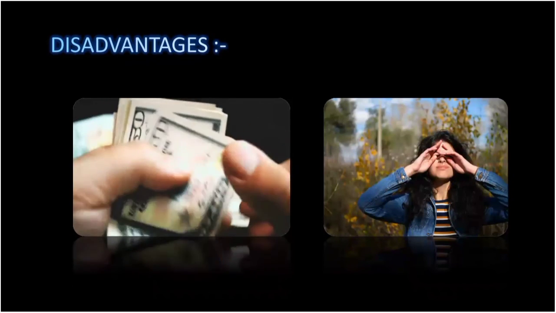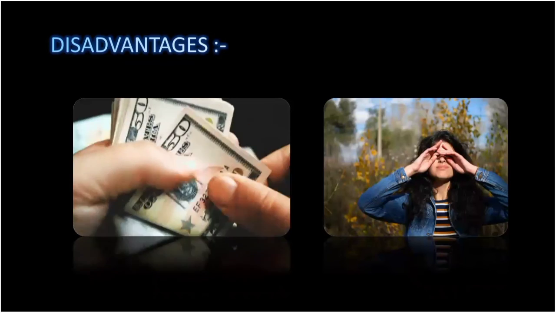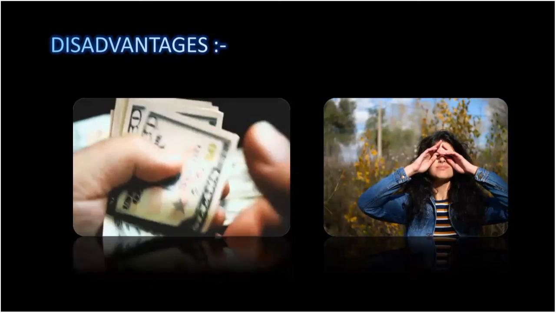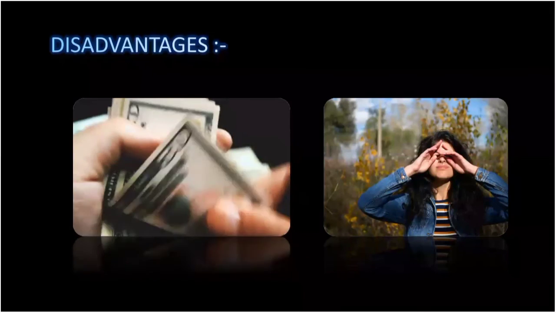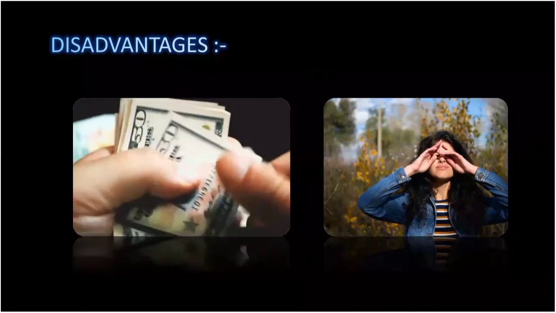These are the disadvantages of solar tree. First, it is expensive to install, and the last one is it can cause difficulties in eyesight due to solar reflections.